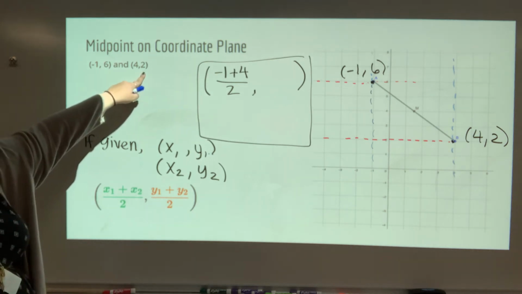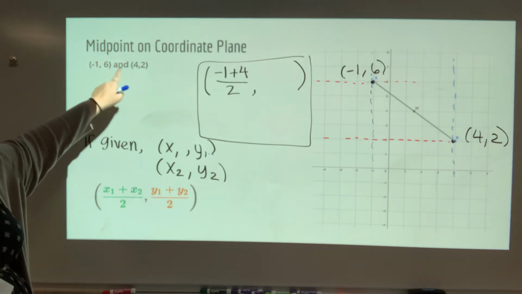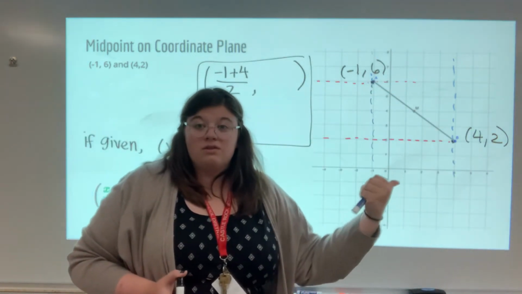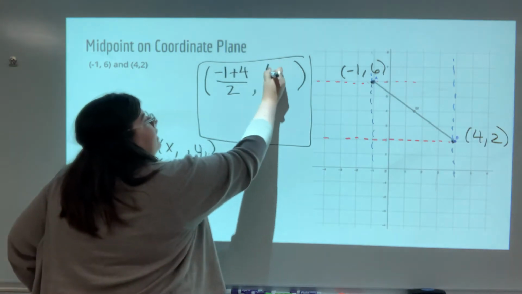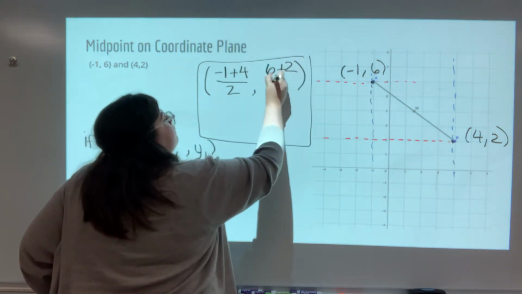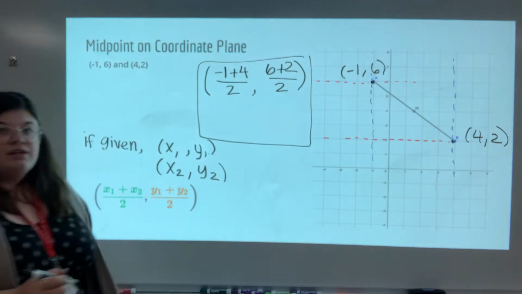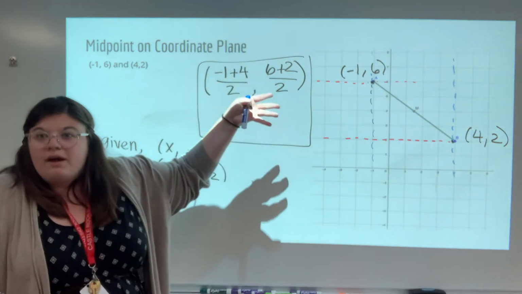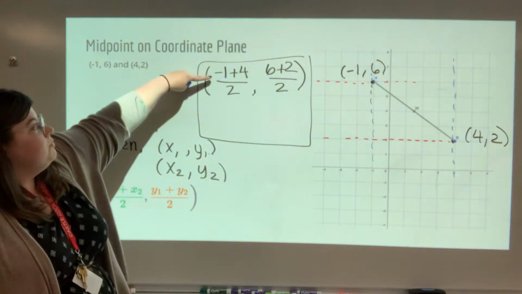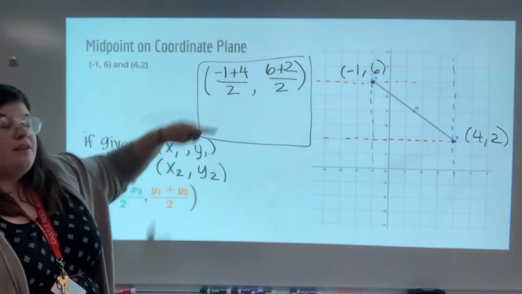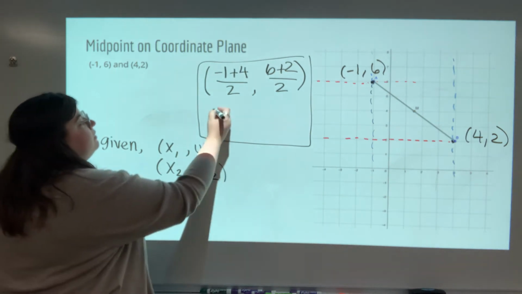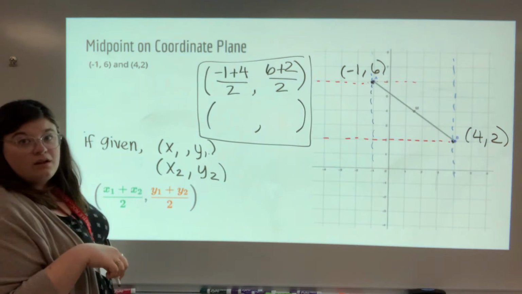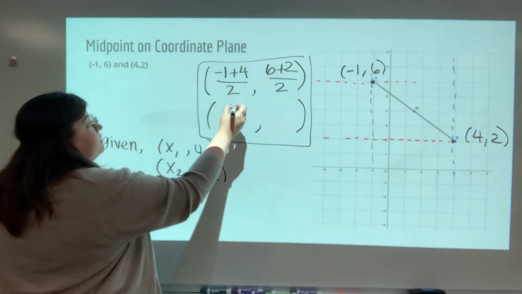So my y-coordinates from my original points here were the 6 and 2. I got that 6 and the 2 were in my y-coordinates over here. So I'm going to add them together and divide by 2. Okay, and this is just a little math we can work out, right? Up top here, I'm going to add these together first and then divide by 2, so step by step. -1 plus 4, that's going to be 3 divided by 2.